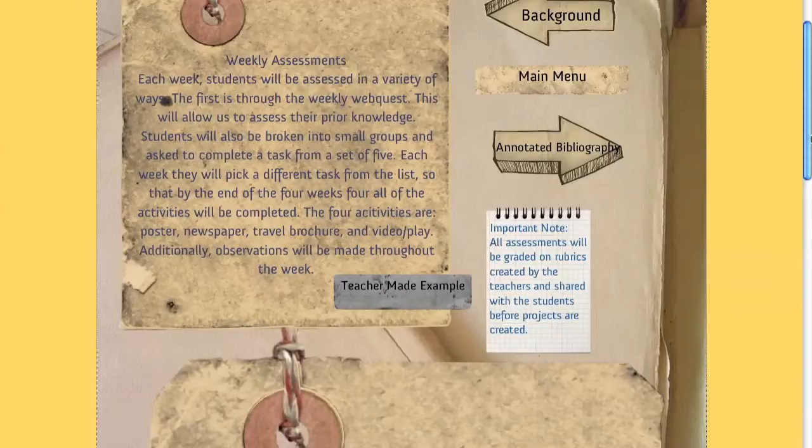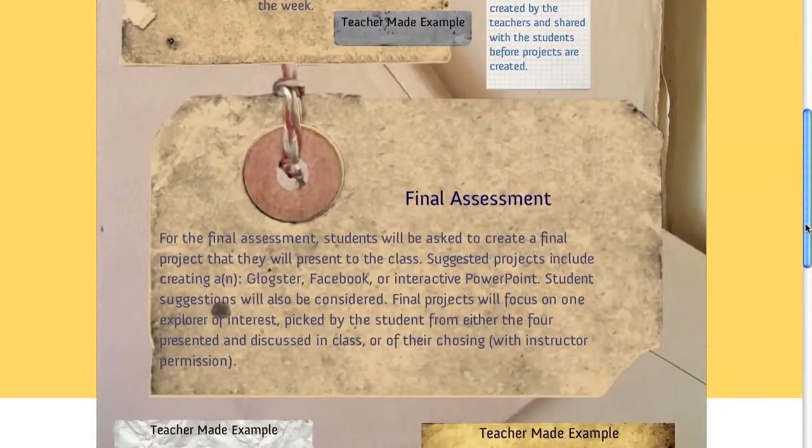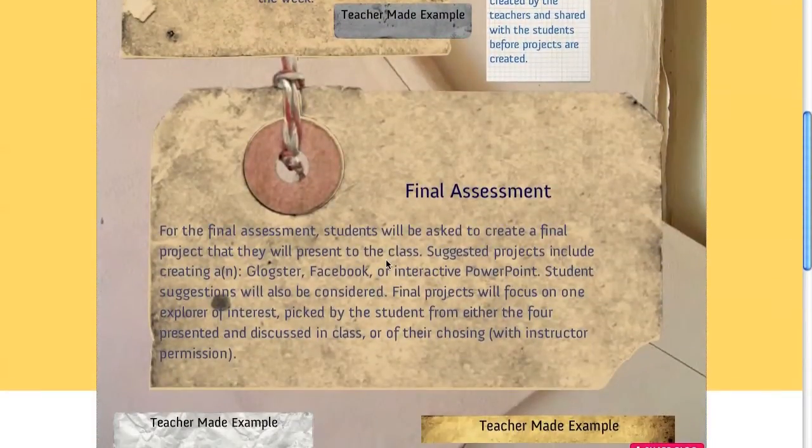In terms of the final assessment, these are going to be different types of projects that are done individually. Some of the examples we came up with were the students creating a Glogster, a Facebook, or an interactive PowerPoint. If they have any other ideas, we would be willing to listen to and accept them as long as they cover all of the points that we want included. Down here we have a teacher-made example of a Facebook.